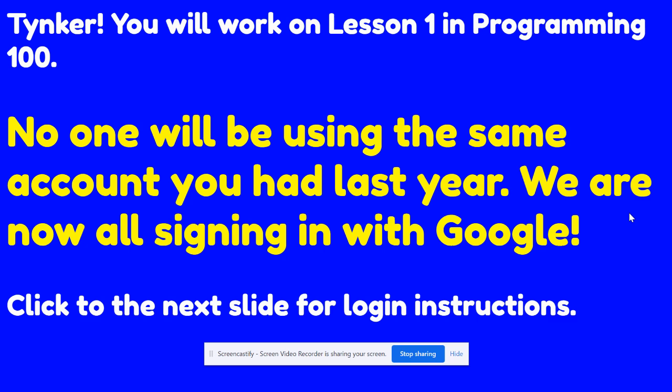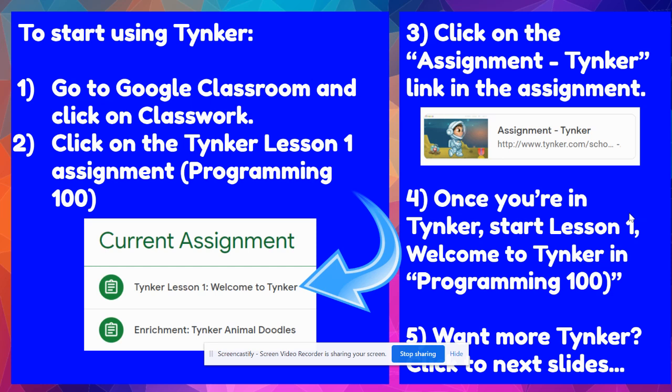So you're going to click to the next slide for logon instructions. To start using Tinker, you're going to go to Google Classroom, not Tinker. You're going to go to Google Classroom and click on Classwork. And then in the Current Assignments section of Classwork, you will find Tinker Lesson 1, Welcome to Tinker. When you click on this assignment, you're going to see this link pop up. This is the link that takes you into My Tinker Classroom for you. So once you're there, start Lesson 1, Welcome to Tinker in Programming 100.